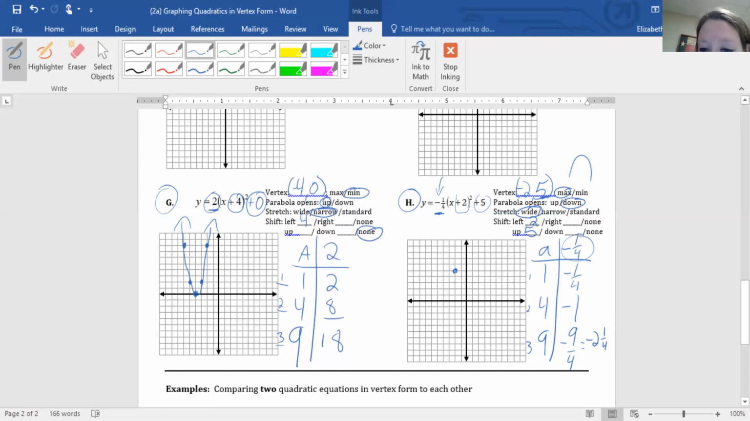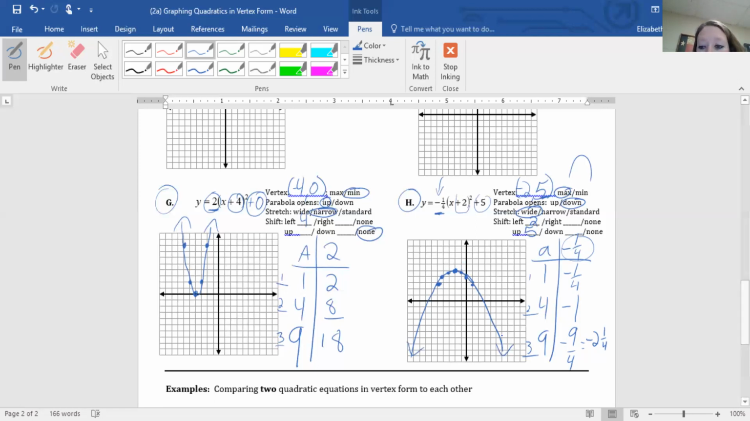So let's graph this. Starting with my vertex, I go 1 in the X direction, I have to go -1/4 in the Y direction. My graph is really small and my pen is really big, so that's going to be as close as we can get. When I go 2 in the X direction, I have to go -1 in the Y direction. When I go 3 in the X direction, I have to go down 2 and 1/4. And then I could draw my parabola. Do you see how this one's much wider? And that's my graph.